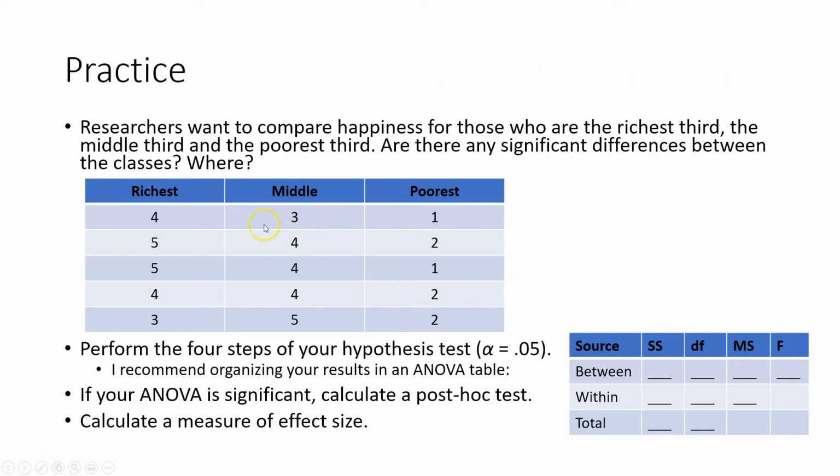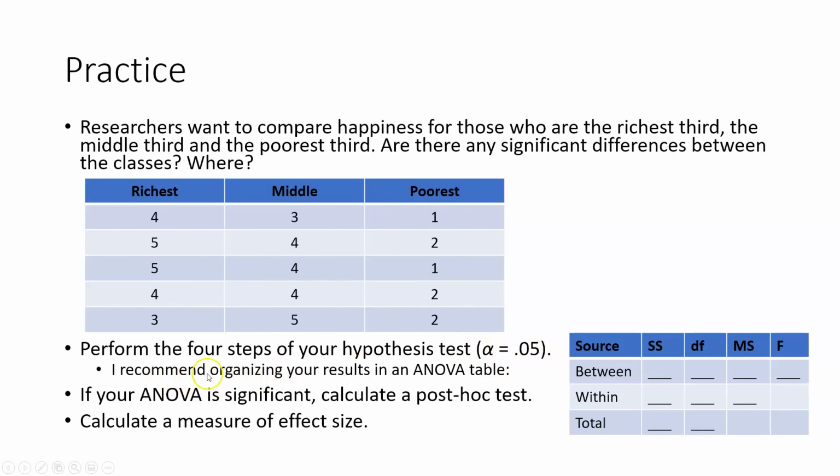Now, before we end our module here, I want you to work through one more practice exercise. In this situation, researchers want to compare happiness levels for those who are the richest third of Americans, the middle third, and the poorest third. Are there any significant differences between the classes? And where are they? Here are your data. The richest, the middle, and the poorest. These are happiness scores.